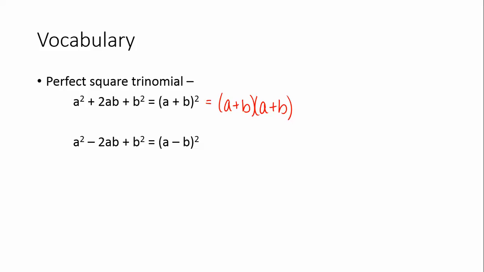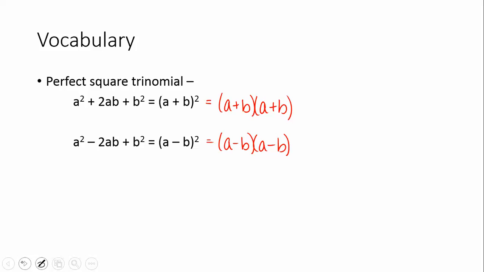We also have the option where the middle term is negative, so we still have a perfect square up front for our first term and a perfect square in the back. The middle term is now the multiplication of 2 times a times b, but it's negative. So the two identical binomials that we factor are a minus b times a minus b.